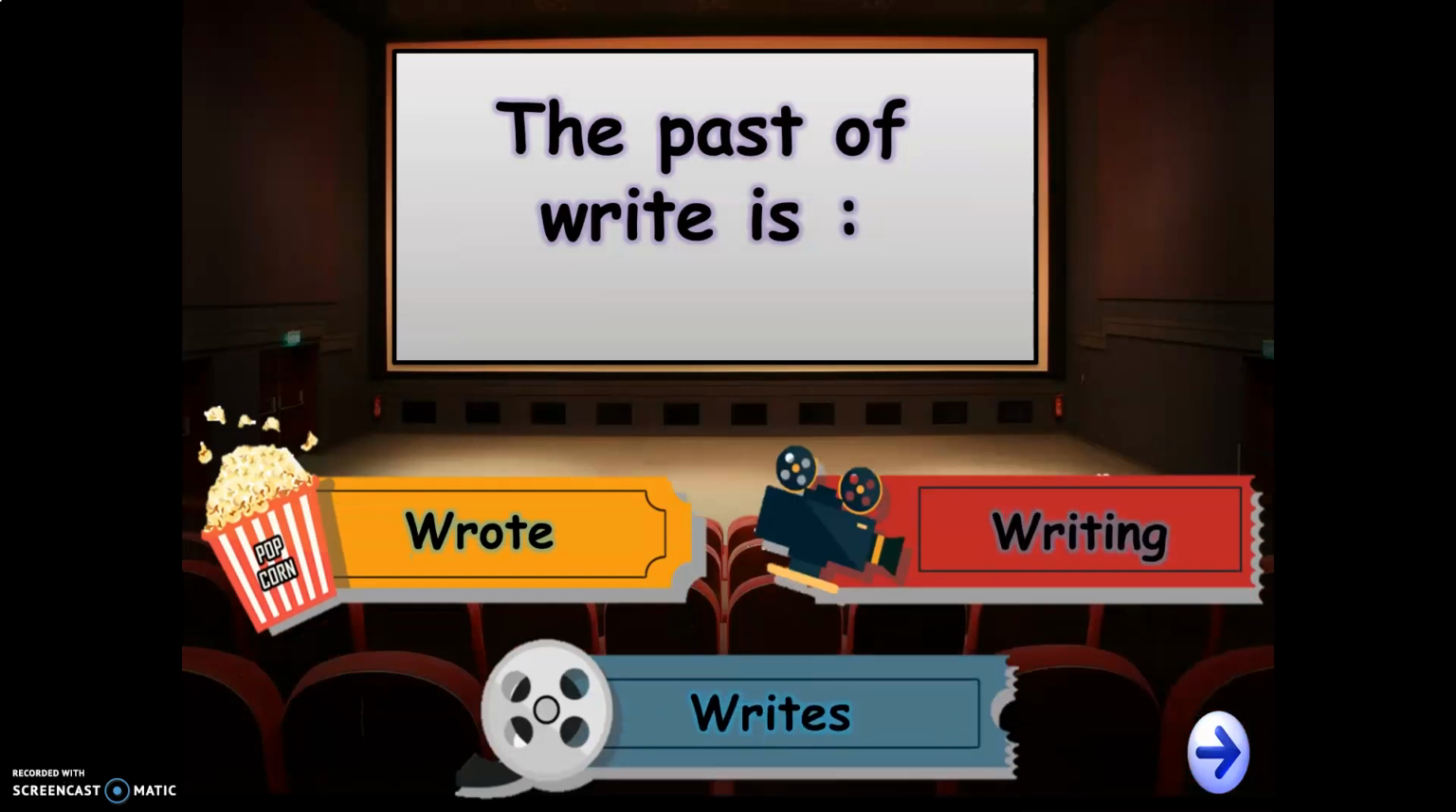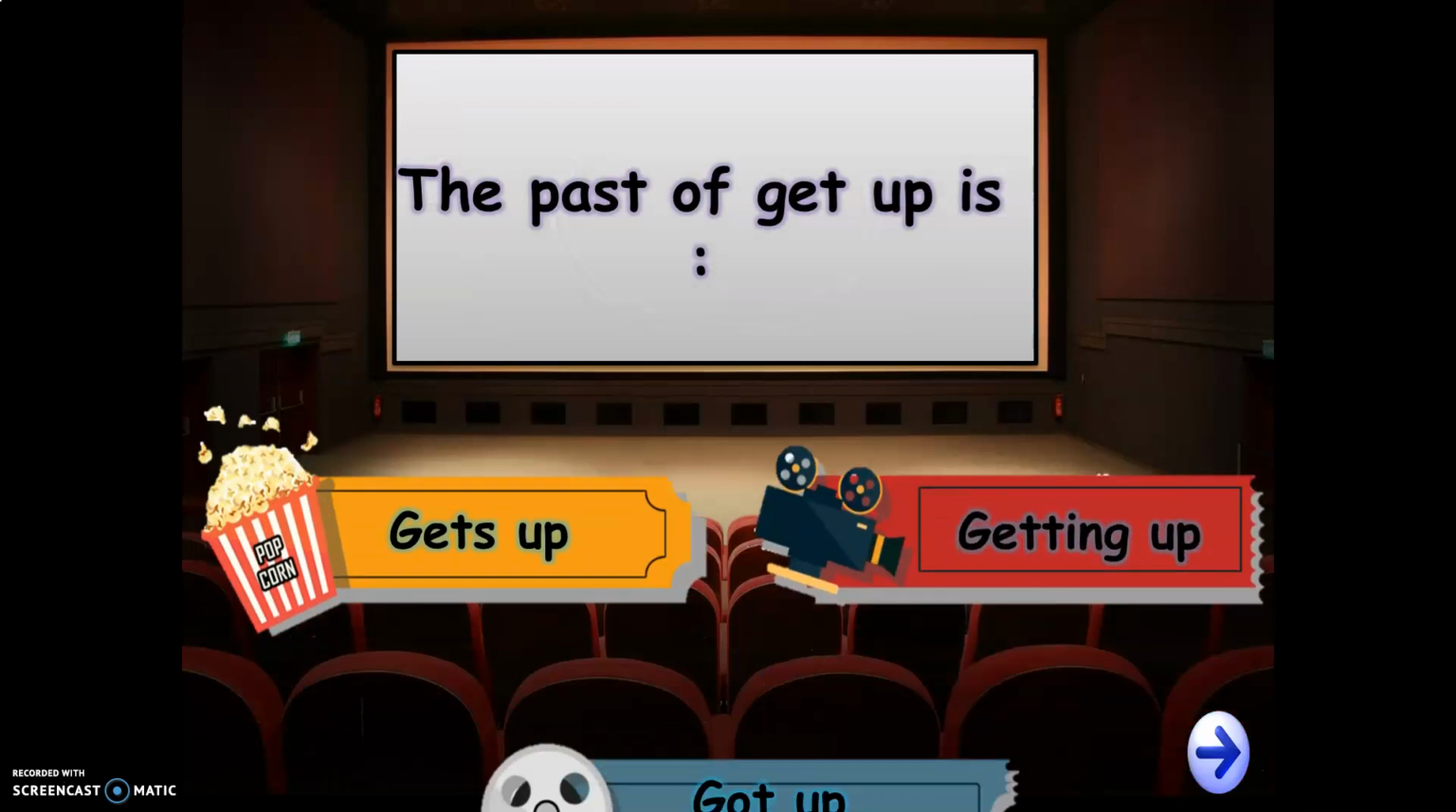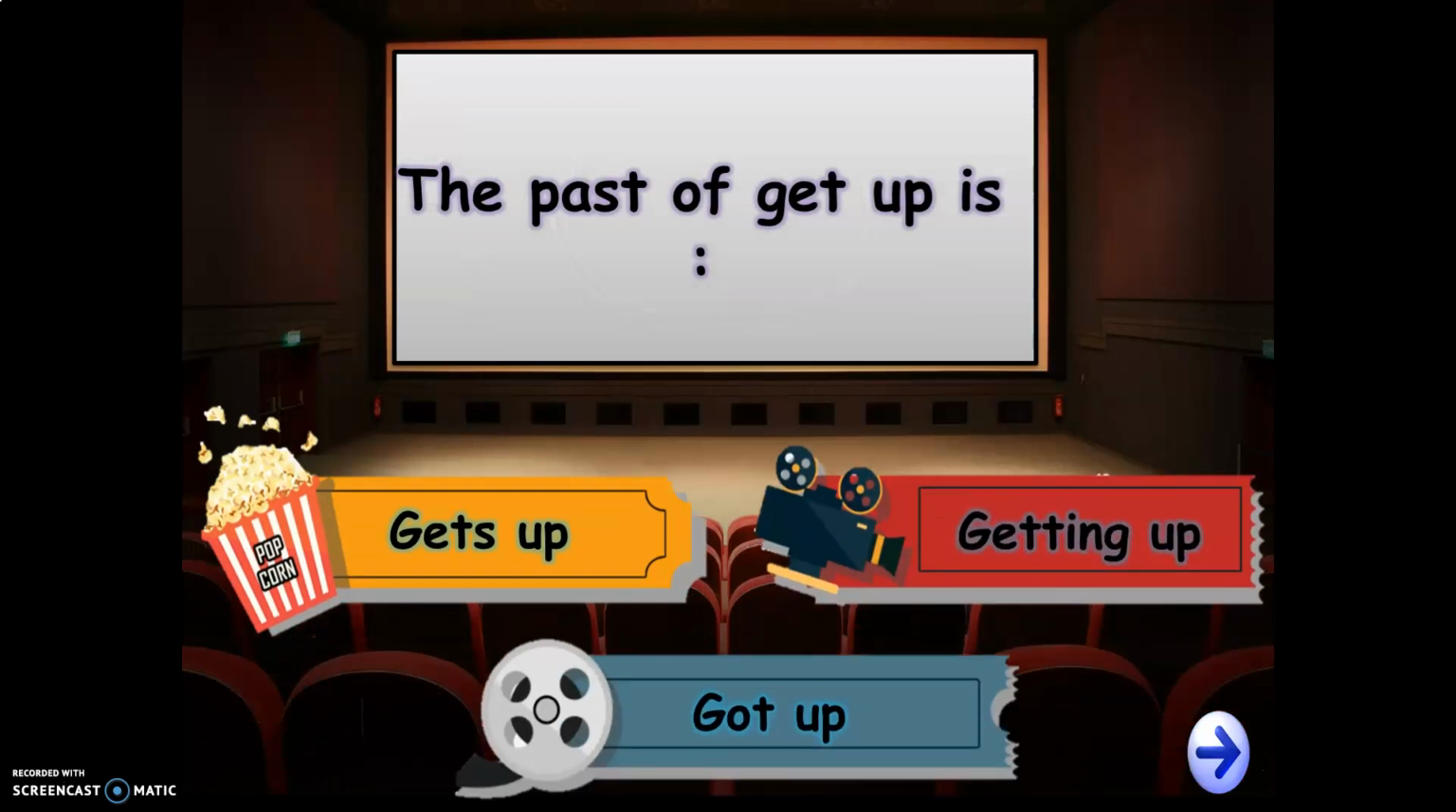What is the past of the verb write? Wrote, writing, or writes? Of course, the right answer is wrote. What about number 2? The past of get up is gets up, getting up, or got up. Of course, the right answer is got up.